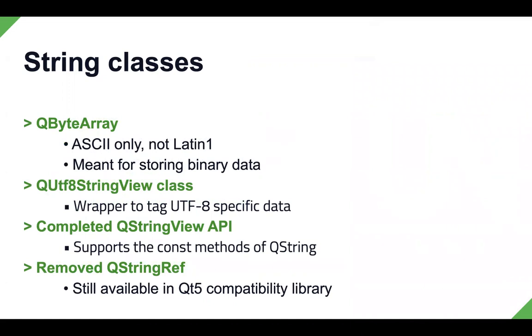We've changed QByteArray a bit. QByteArray now assumes ASCII only, and not Latin-1 anymore. That's what we assumed for some of the character operations in QByteArray in Qt 5, which is inconsistent with the premise that everything is UTF-8. So we've reduced it to the common set, ASCII, and in principle, QByteArray is meant for storing and reading binary data. For UTF-8, we have the UTF-8 string view class as a wrapper to tag UTF-8 specific data. The API of QStringView has been completed and supports all of the const methods of QString. We've removed QStringRef, which was something rather similar to QStringView. It's still available in the Qt 5 compat library in case you're still using it. This is a new library that we've added.